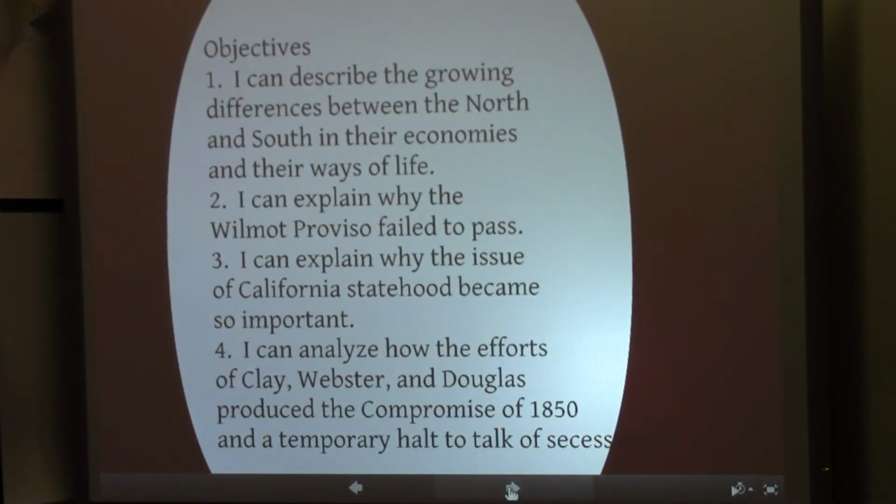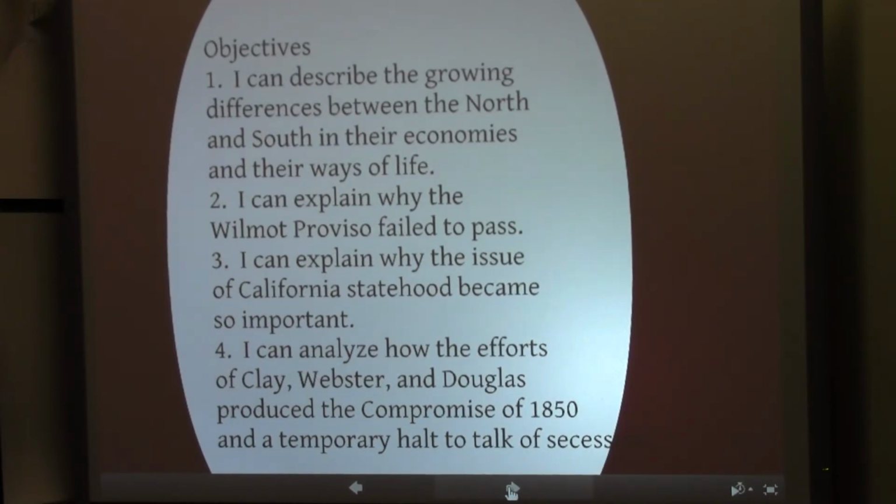The objectives for Section 1. First, I can describe the growing differences between the North and South in their economies and their ways of life. This is an exploration we began earlier in the fall, and it continues to have an impact. Number 2, I can explain why the Wilmot Proviso failed to pass. This was an effort to contain the slavery issue.